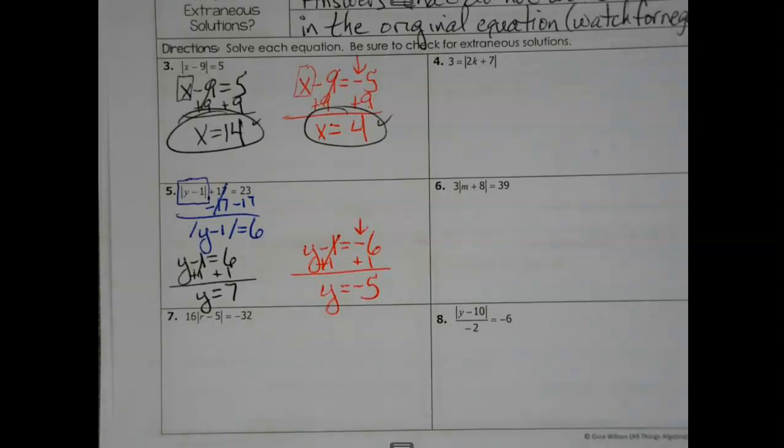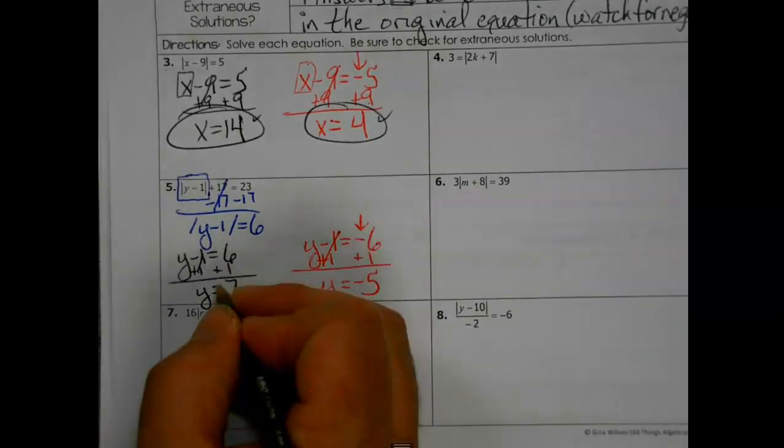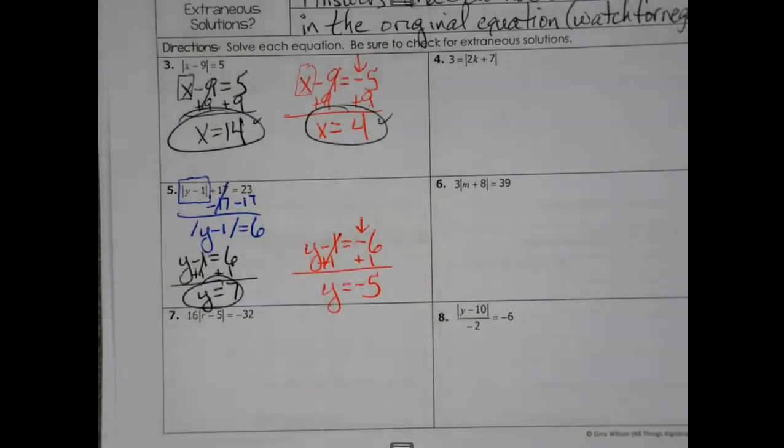So I go back to the original problem. See if I plug in my 7. 7 minus 1 is 6. The absolute value of 6 is still 6. Plus 17, 23. Okay, that one worked. Let's try the other one.